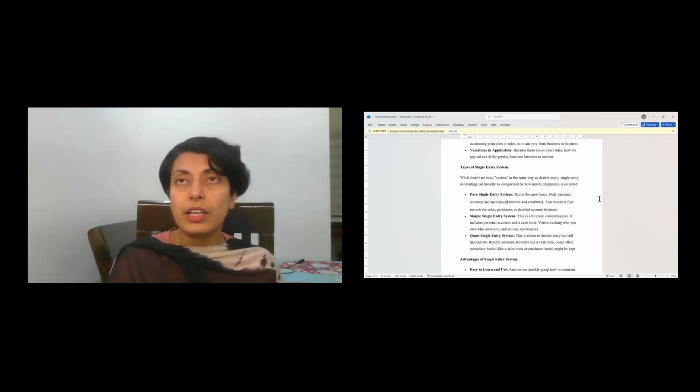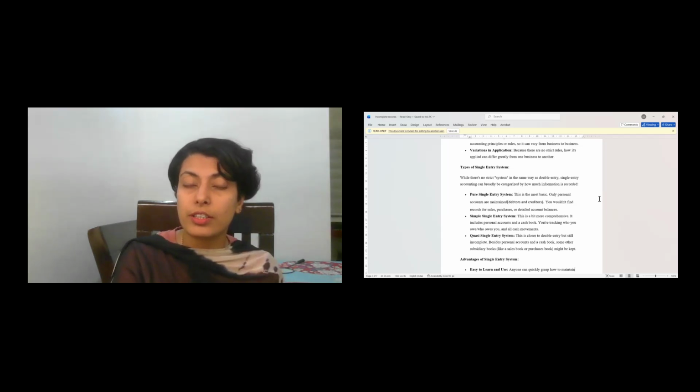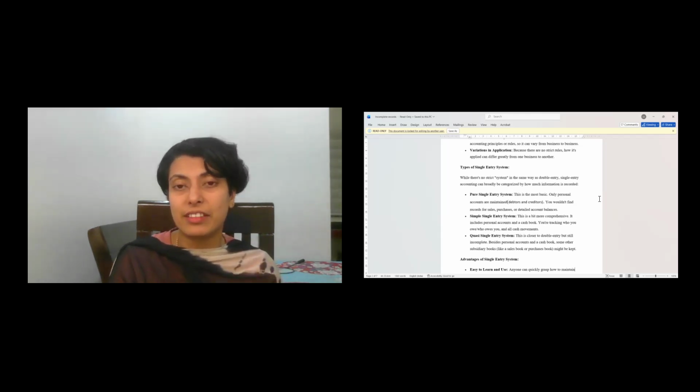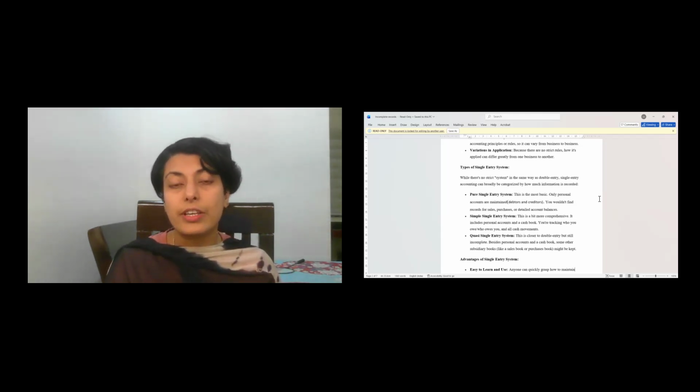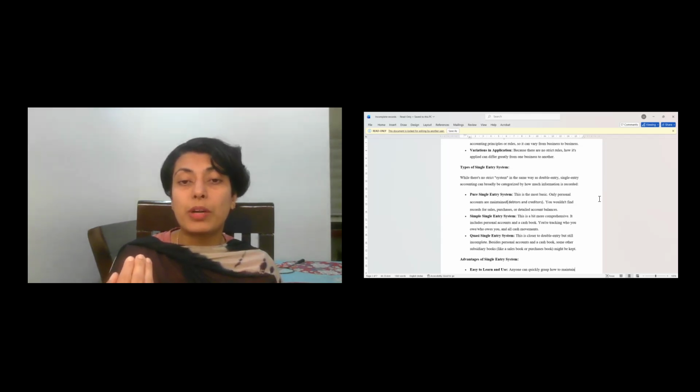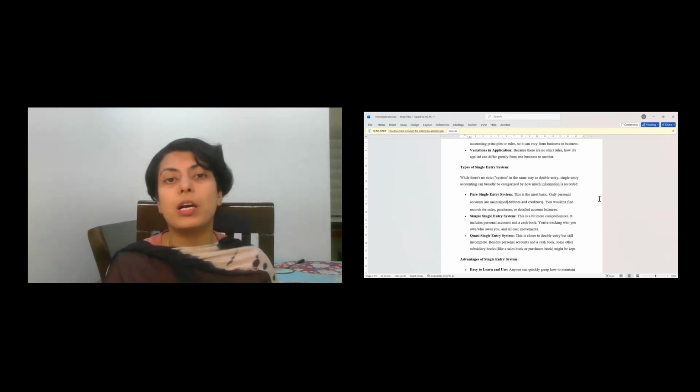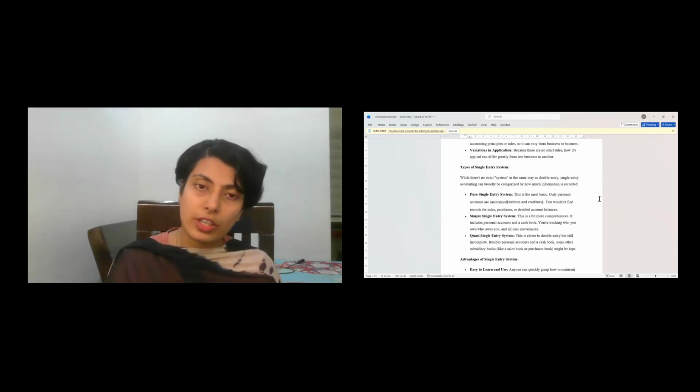Then we have the simple single entry system. More than the pure single entry, which records only the debtors and creditors, that is only the personal accounts, here in the simple single entry system, more than the debtors and creditors, the sole proprietor will be having a cash book. So when personal accounts plus cash book come, that is known as the simple single entry system.